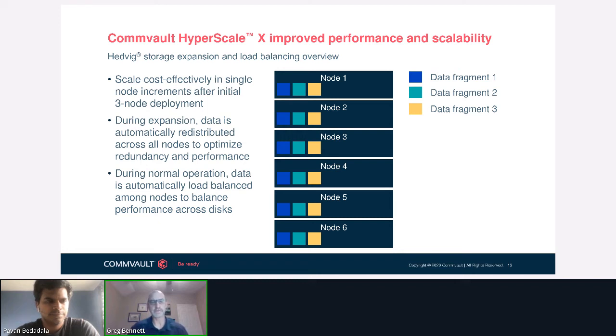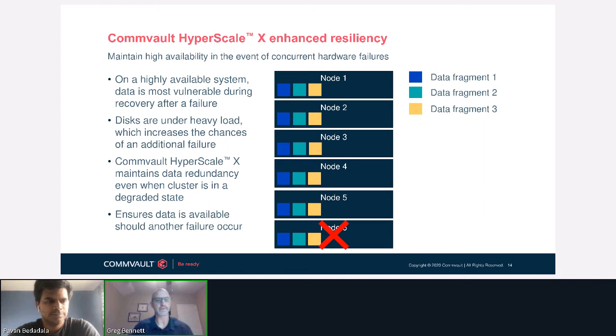When you speak of resiliency, I want to give just a very simplistic example again to highlight that. I mentioned earlier that one of the benefits of the distributed scale-out file system is it allows you to tolerate concurrent hardware failures. And what we see is that on a highly available system, the data is the most vulnerable during a recovery after a failure. And that's because you have the disks under heavy load, and that's increasing the chances of an additional failure. Well, what happens with Commvault HyperScale X is that we're able to maintain that data redundancy even when the cluster is in a degraded state. And as we mentioned, it can tolerate concurrent hardware failures.